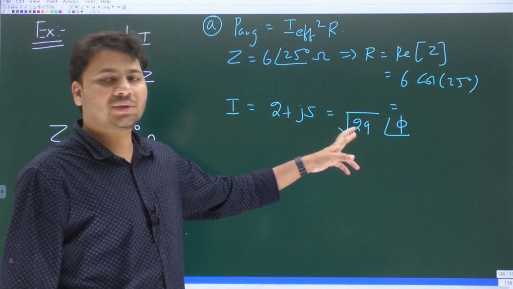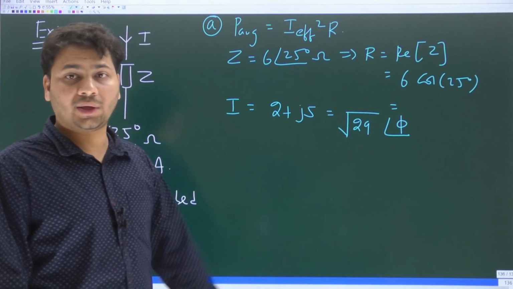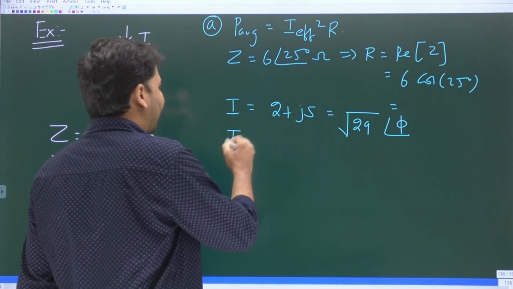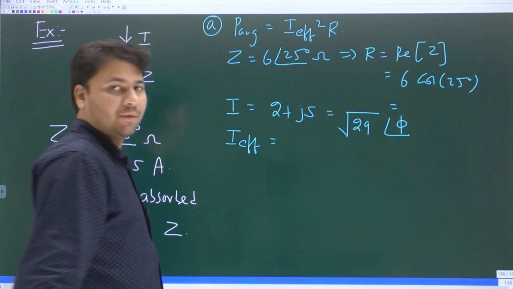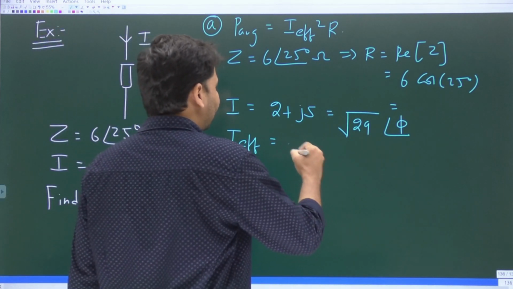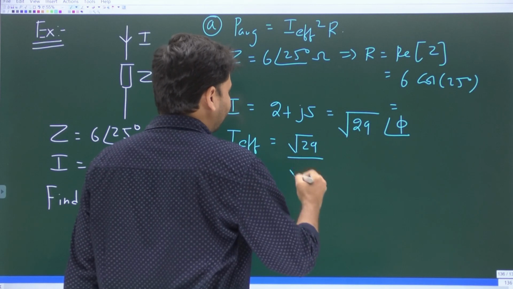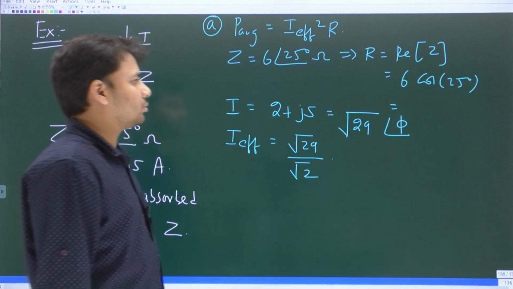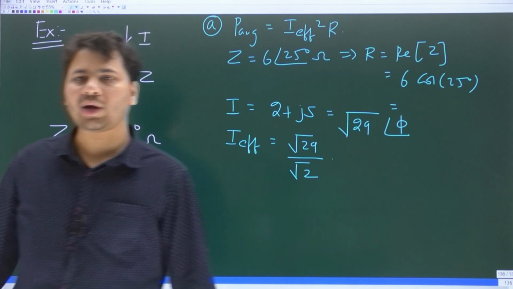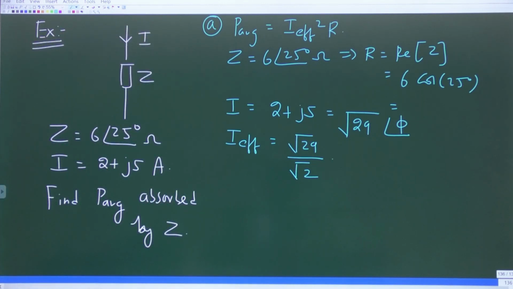So what is this root 29? Is it not the amplitude of the current through this impedance? Once you know amplitude, can't we find the effective value? Effective value is always going to be the amplitude divided by root 2. That's all. Please tell me 6 cos 25 is how much? Is it 5.43? Yes, 5.43.